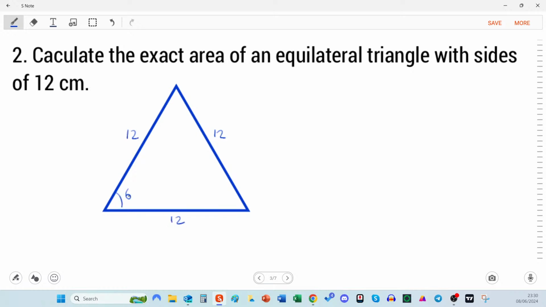We know quite a lot about this triangle. So I'm just going to go ahead and write everything I know. And we're going to calculate the exact area. There's a couple of ways, but I'm going to favor the area being equal to a half ab sine C. And this is a great opportunity to remind ourselves of this trigonometry technique of finding an area.